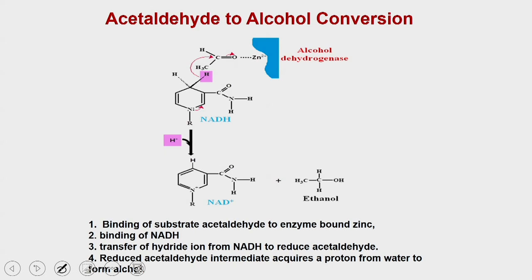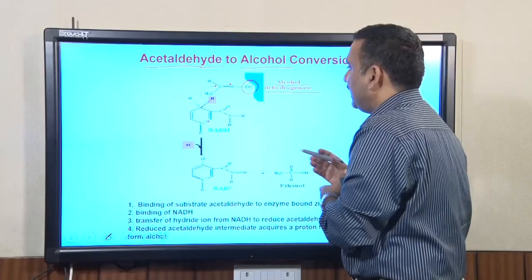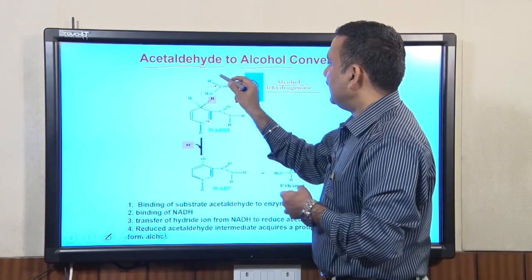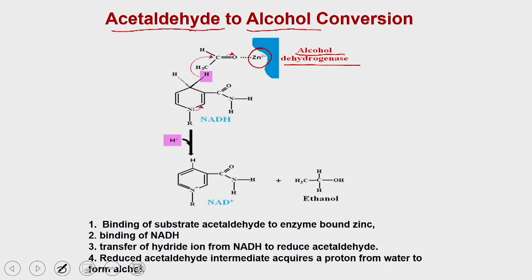So, once the acetaldehyde is generated, it is getting converted into the ethanol or the alcohol. The enzyme which catalyzes this reaction is called the alcohol dehydrogenase. Alcohol dehydrogenase is a zinc bound enzyme. In the alcohol dehydrogenase, the active site zinc is binding the acetaldehyde.